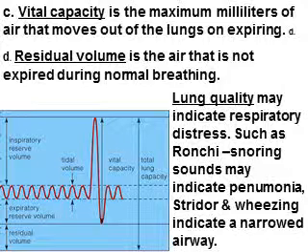Lung quality indicates, or can indicate, respiratory distress. Examples such as rhonchi, which is a snoring sound, may indicate problems such as pneumonia or sometimes obstructions in the lungs. Stridor and wheezing can indicate a narrow airway, such as in asthma.